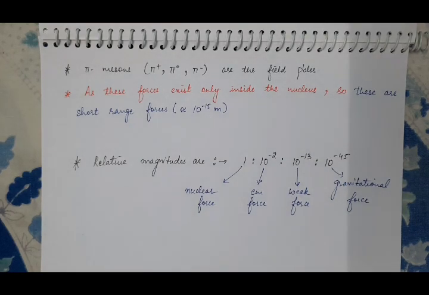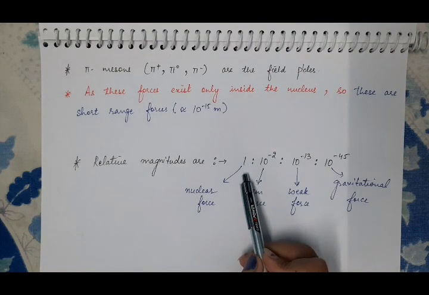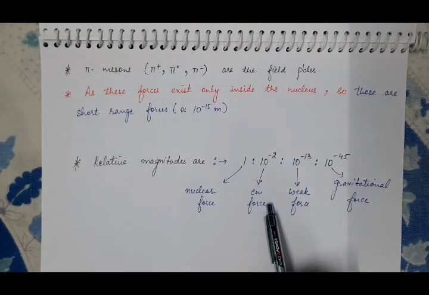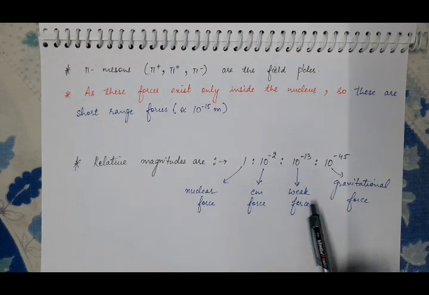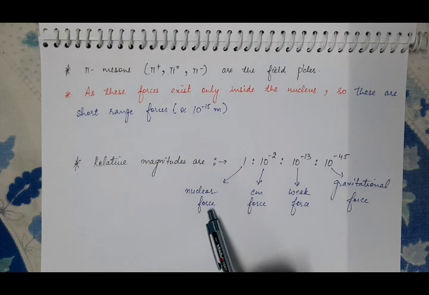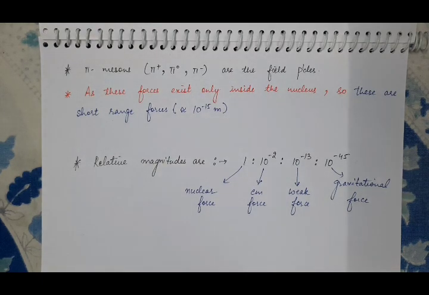So what are their relative strengths or relative magnitudes? The nuclear force is the strongest one, so that's why we have taken 1 here. And this electromagnetic force is 1 by 100 times the nuclear force. Then comes the weak force. It is 1 by 10 raised to power 13 times the nuclear force, weaker than the nuclear force. And the gravitational force is the weakest force. It is 1 upon 10 raised to power 45 times smaller than the nuclear force. So this is all about forces.